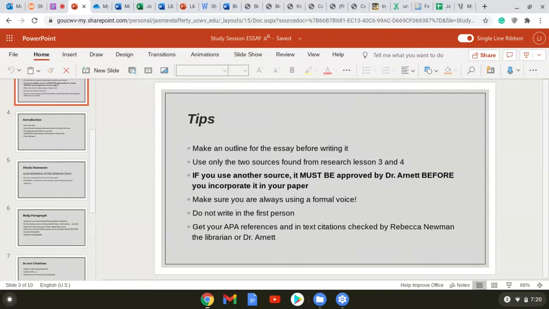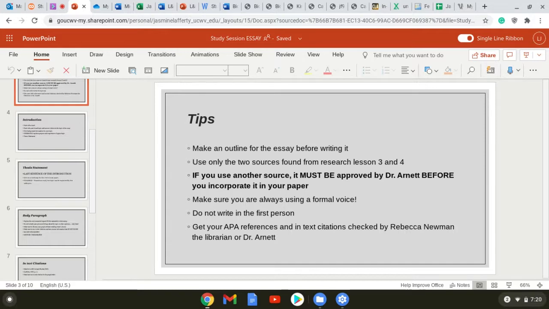You just have to get it approved by Dr. Arnett before you incorporate it into your paper. So send her an email. Hey, I want to use this source from the FDA in my paper. Is it okay? And she'll tell you yes or no.